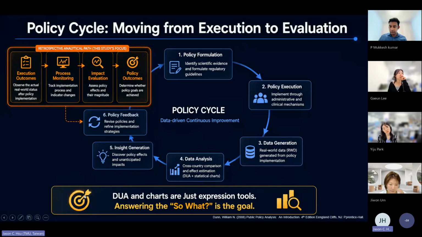And the true goal of our research is to answer the critical question, which is the so what. Okay, once these policies were implemented, did we actually protect patients, and did we succeed in reducing congenital anomalies and neurodevelopmental risk in the real world?